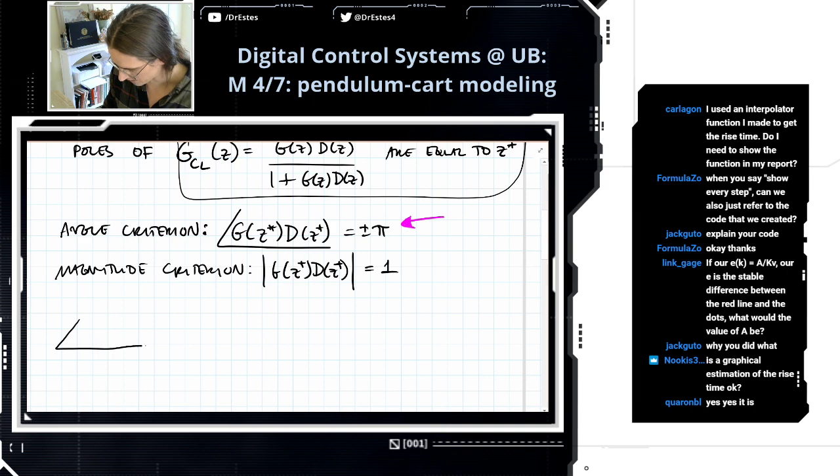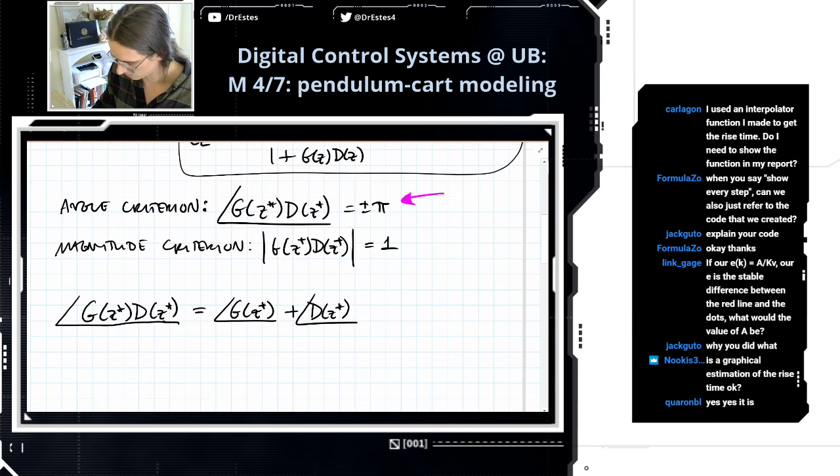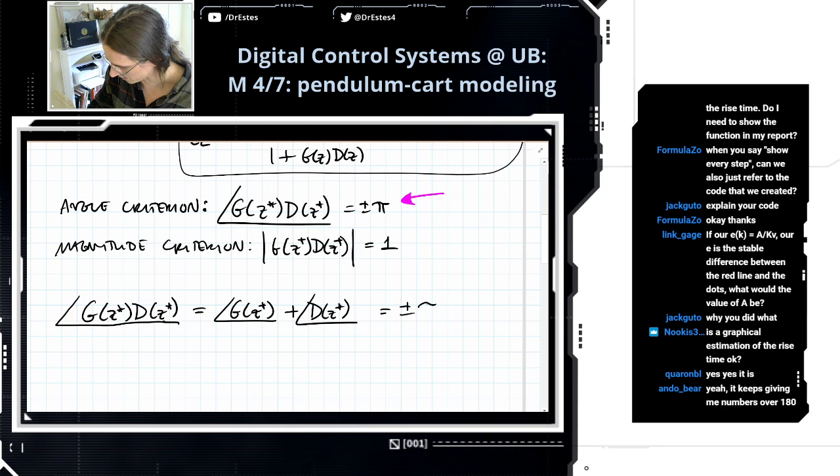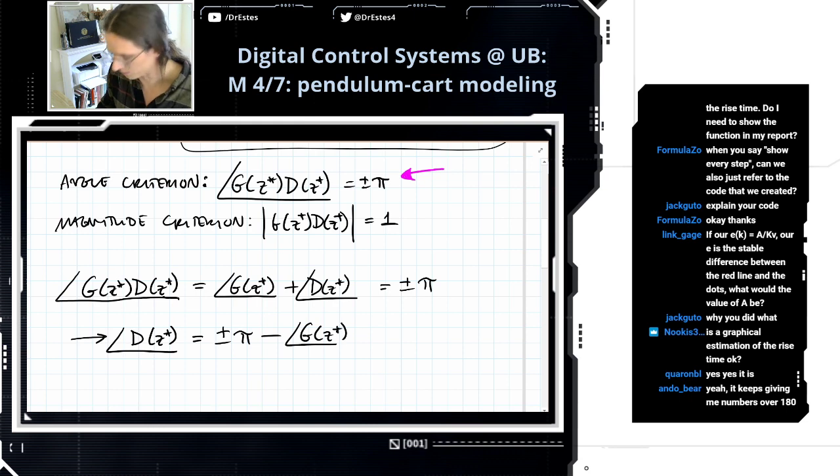So I think it's helpful to see this by hand. So this angle is the same as the angle of G by itself plus the angle of D by itself. And this has to be plus or minus pi. So that means the angle of D has to be plus or minus pi minus the angle of G.